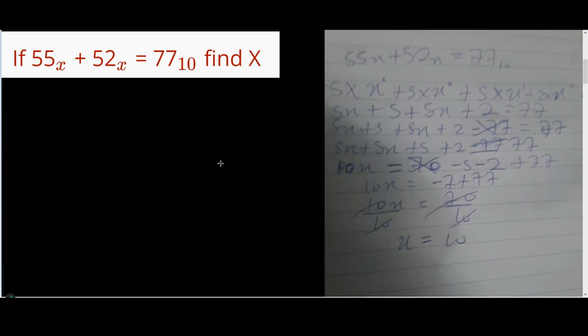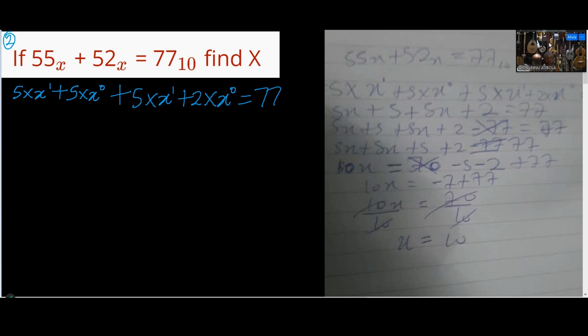So let's see. I think your work should be correct, but let's just see it together. You convert everything to base 5 for the second question. So 5 times x raised to power 1 plus 5 times x raised to power 0. Then the plus in the middle, which is this one. Then 5 times x raised to power 1 again plus 2 times x raised to power 0 equal to 77, which is already in base 10.